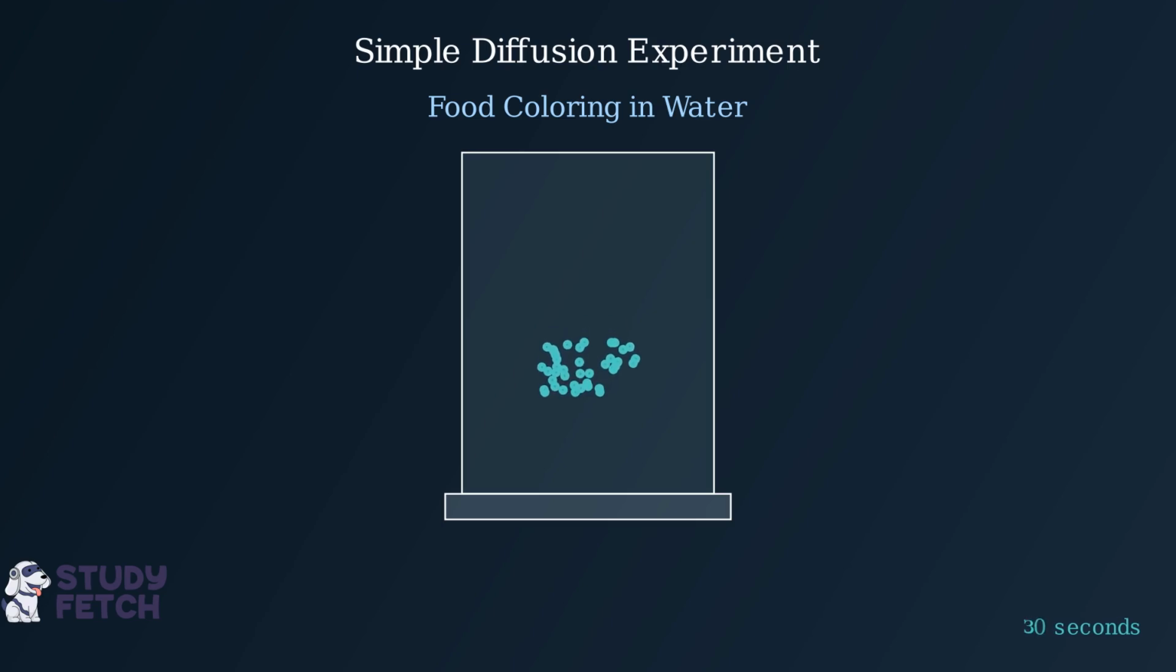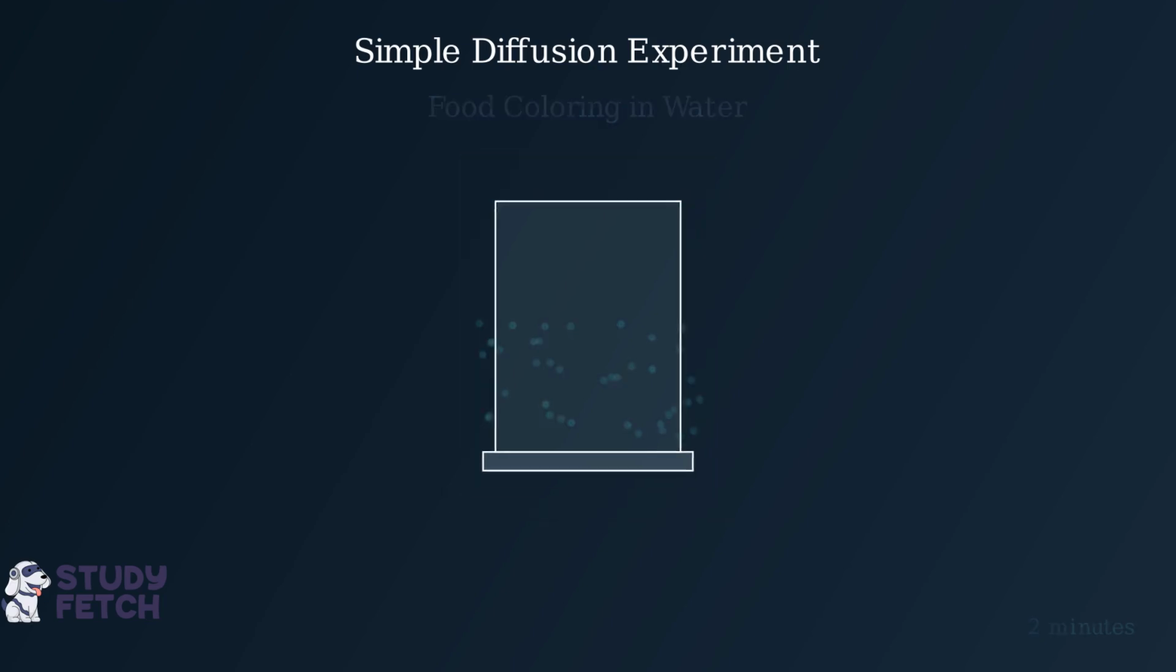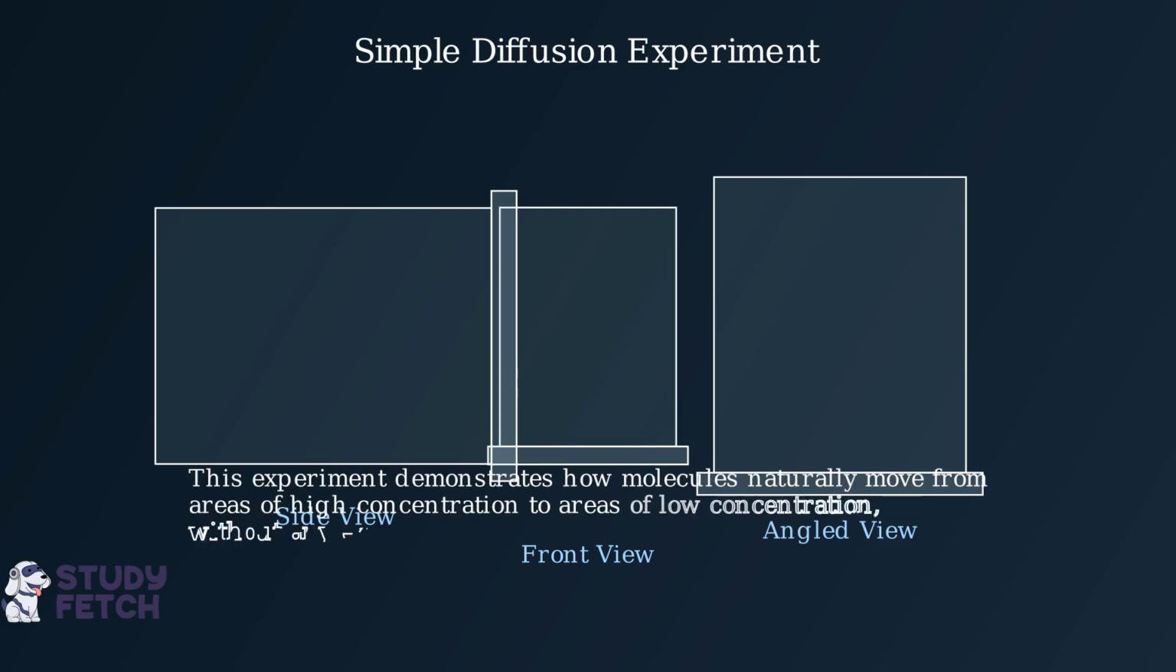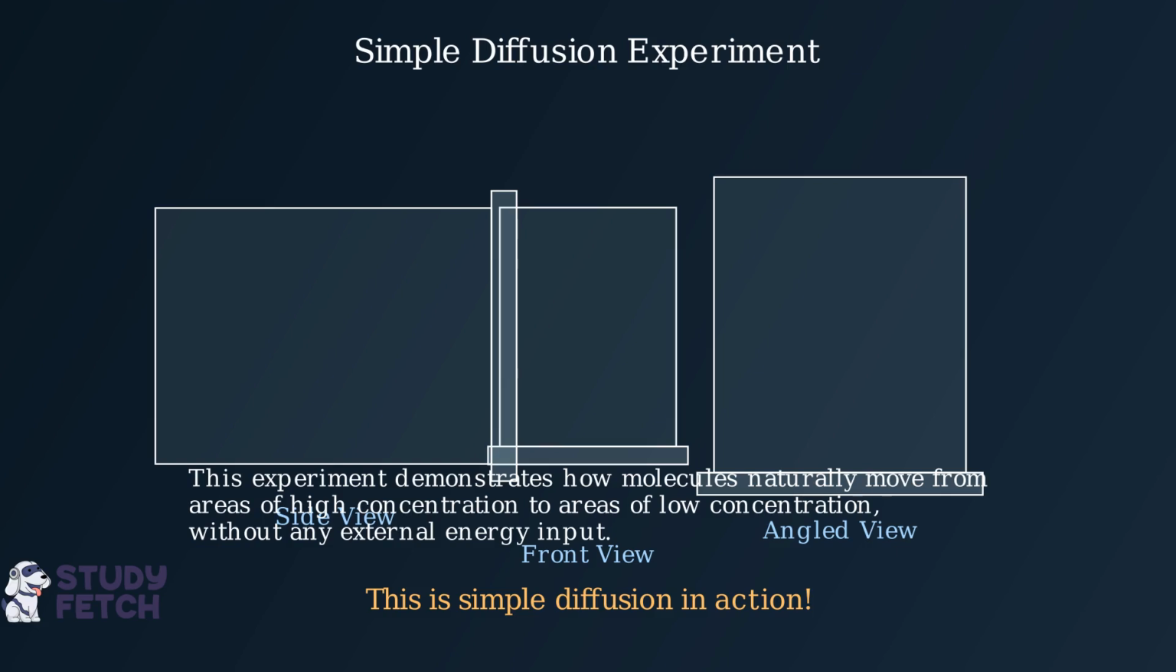After 30 seconds, we can observe the color beginning to spread out slightly. After 2 minutes, the diffusion continues as more molecules move randomly throughout the water. If we observe the experiment from multiple angles, we can see how the food coloring spreads in 3 dimensions. This simple experiment clearly demonstrates how molecules naturally move from areas of high concentration to areas of low concentration without requiring any external energy. This random molecular movement, resulting in the even distribution of particles, is the essence of diffusion.